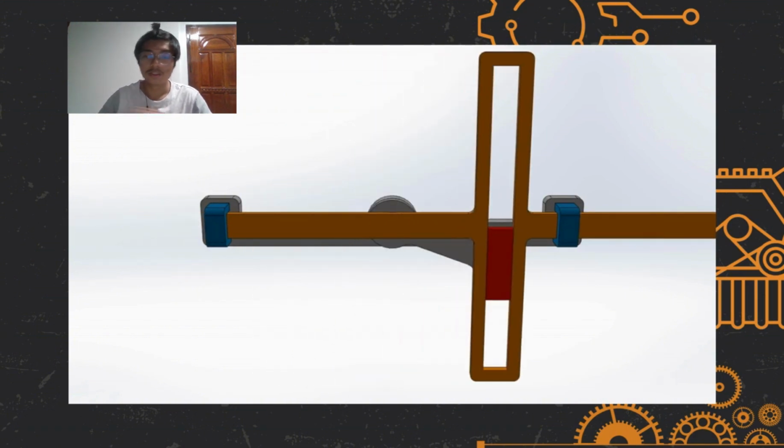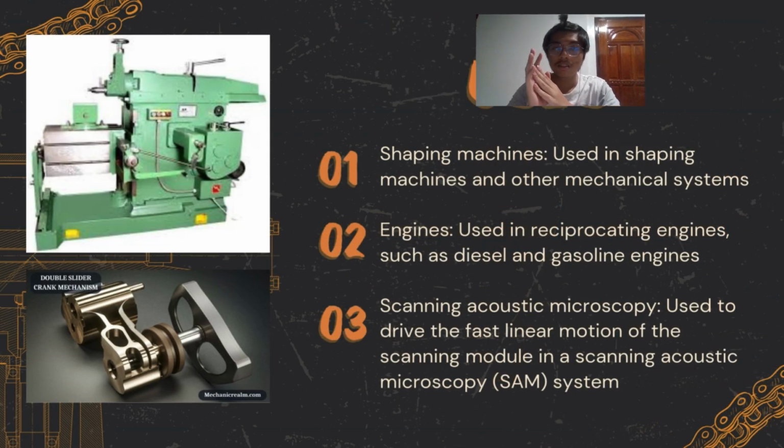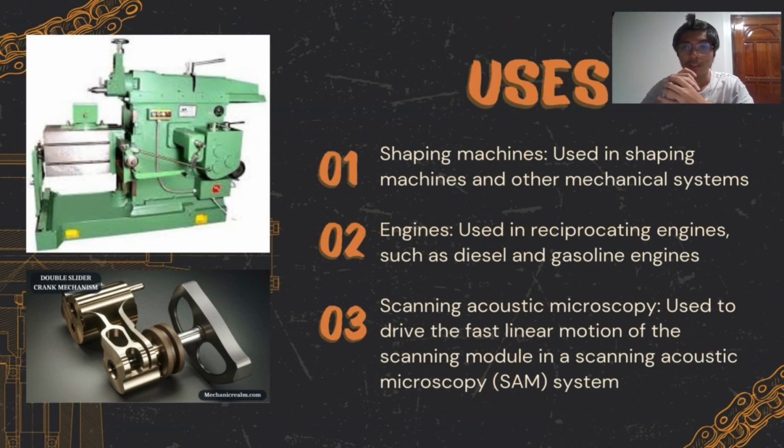So, ayun na ang double sliding mechanism. So, ano ba ang uses ng double sliding mechanism? So, ito nga, madalas na ginagamit sa shaping machines, engines rin, which is diesel and gasoline engines. Paminsan, mas halata sa single crank mechanism yung mga engine. Kasi, yun nga, yung mga piston, single cranks nila.